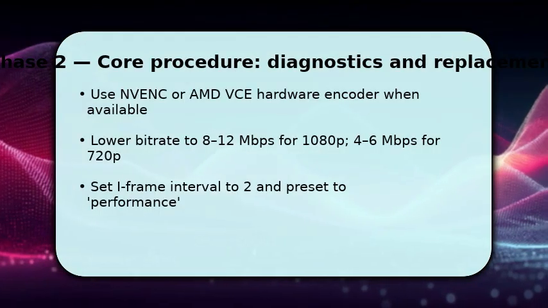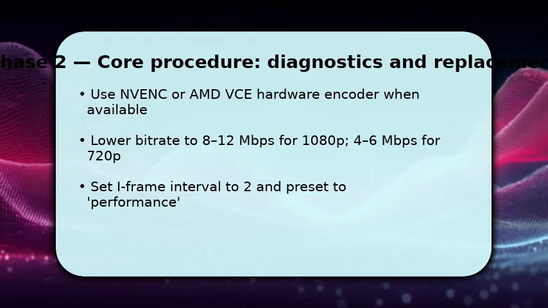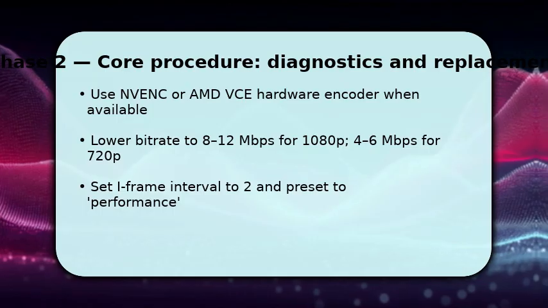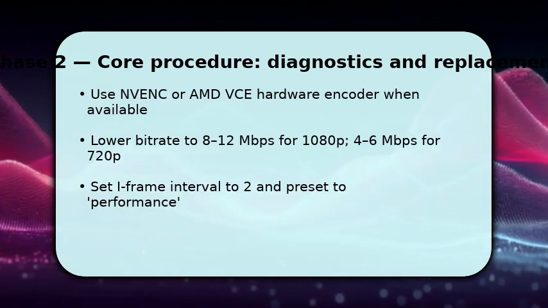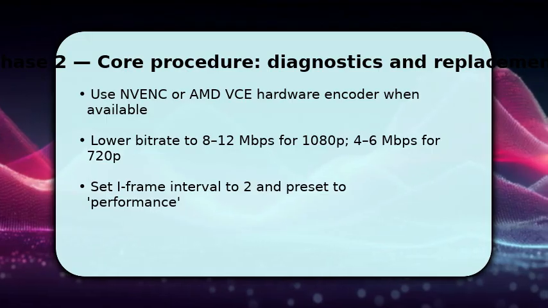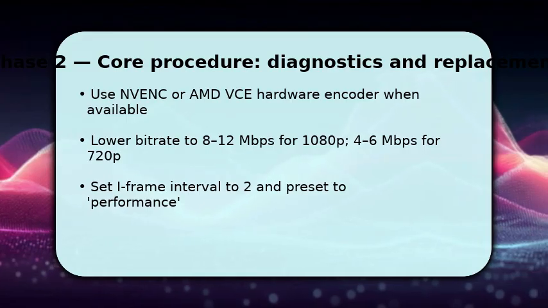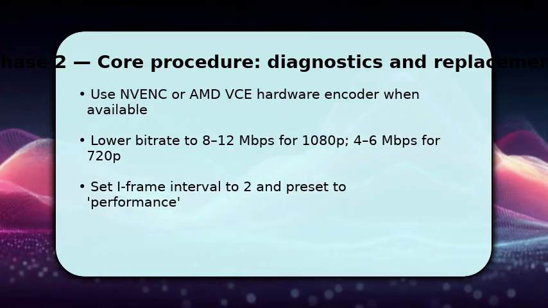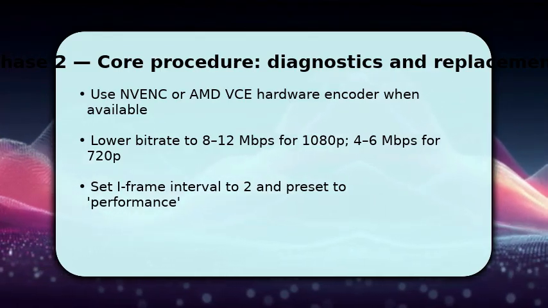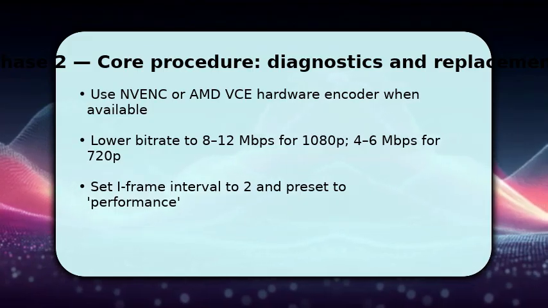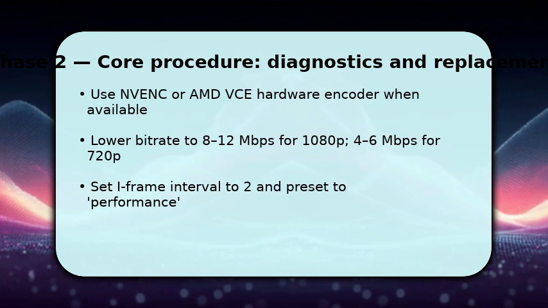Once initial fixes are in, focus on the encoder settings. You want hardware encoding, NVENC or AMD VCE, because it processes frames faster than CPU software encoders. Reduce bitrate to a range that your system and upload can sustain. For 1080p, aim 8 to 12 Mbps. For 720p, aim 4 to 6 Mbps. Set the iframe interval to 2 and choose a performance preset for lower latency. Make sure the encoder priority matches your GPU's capability. This balances smooth capture with acceptable quality.